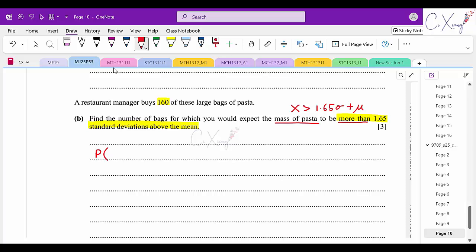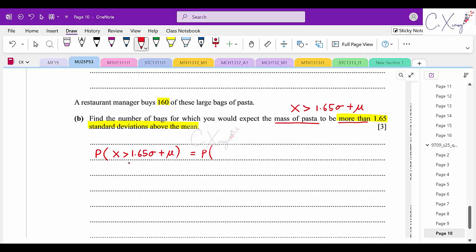Before we can do that, we need to find out the probability first. Okay, so again, from this sentence, this is how you convert the sentence into the symbol. And now you want to find the probability that X is more than 1.65 sigma plus mu first. Okay, so now let's continue further.